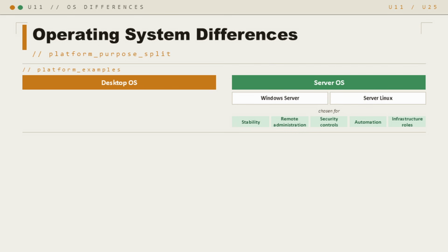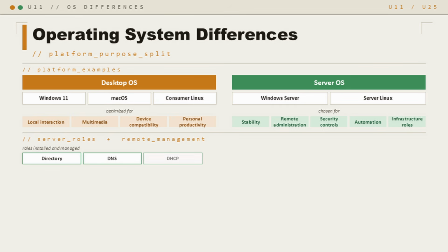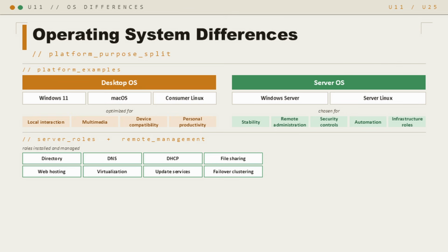Desktop computers, on the other hand, run operating systems such as Windows 11, macOS, or consumer Linux distributions, and they are optimized more heavily for local interaction, multimedia, device compatibility, and personal productivity. Server operating systems are built to install and manage roles such as directory services, DNS, DHCP, file sharing, web hosting, virtualization, update services, and failover clustering.